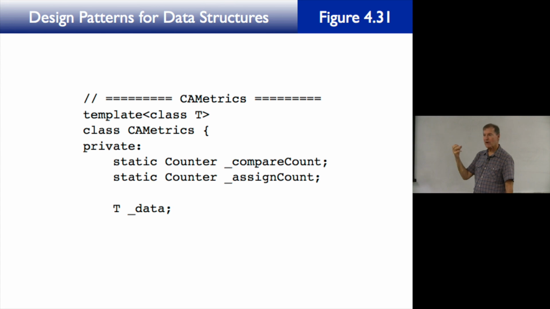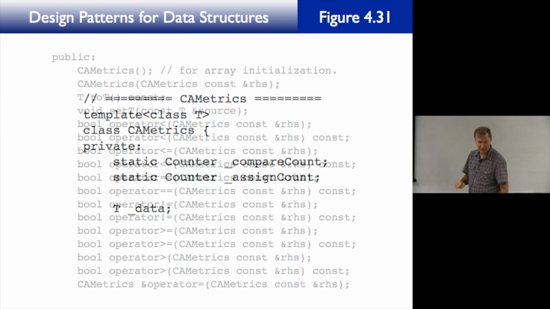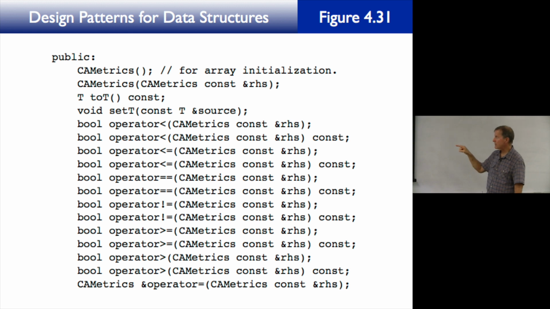And so each one of our objects holds the data that it needs to hold, but it also has in it these counters. All right? And then we were looking at figure 4.31 near the end of class last time. And what we have here is when we say bool operator less than, and then it has a CAMetric right-hand side, that we are overloading the less than operator.